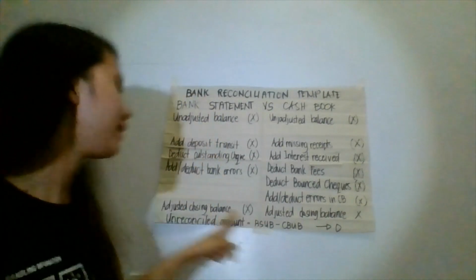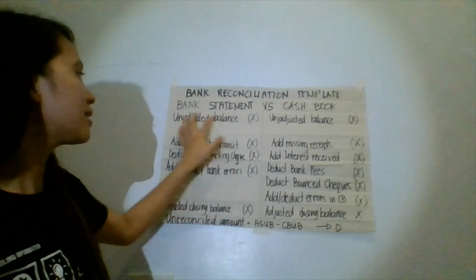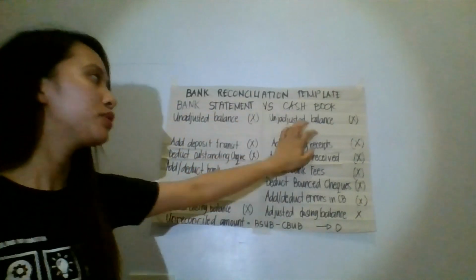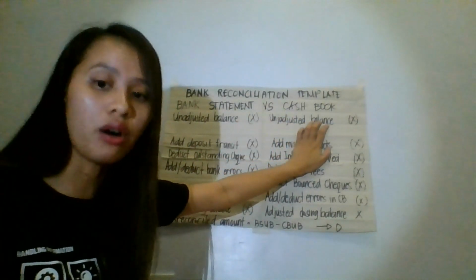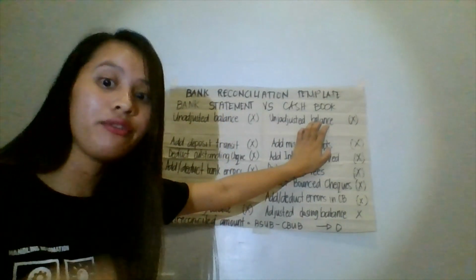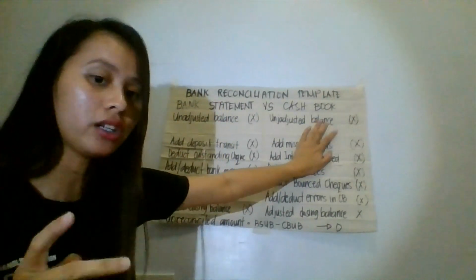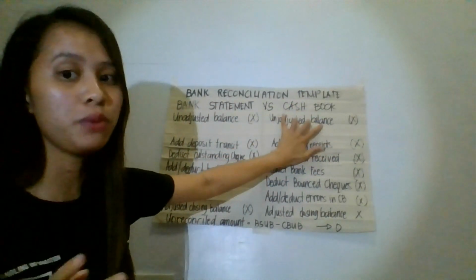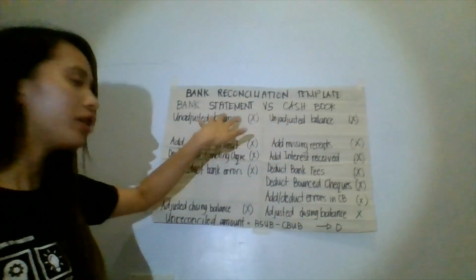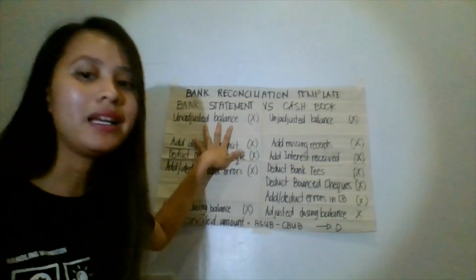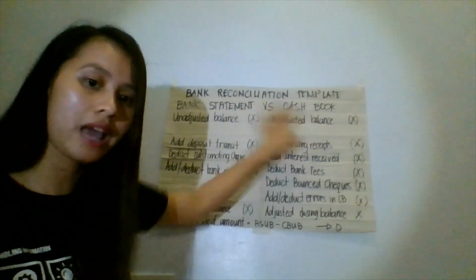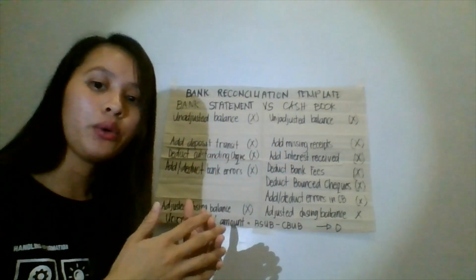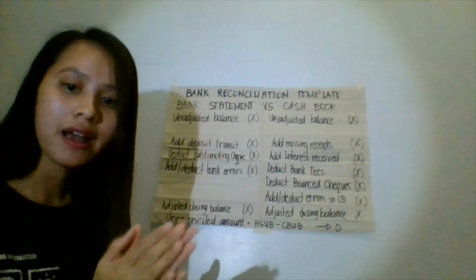Now, what's the formula in getting the unreconciled amount? It's just the unadjusted balance of the bank statement subtracted from the unadjusted balance of the cash book, or the difference of the two, whichever is higher. For example, sometimes the higher is the unadjusted balance of the cash book, so you're going to subtract the unadjusted balance of the bank statement from it, and vice versa. So it depends on which is the higher balance.